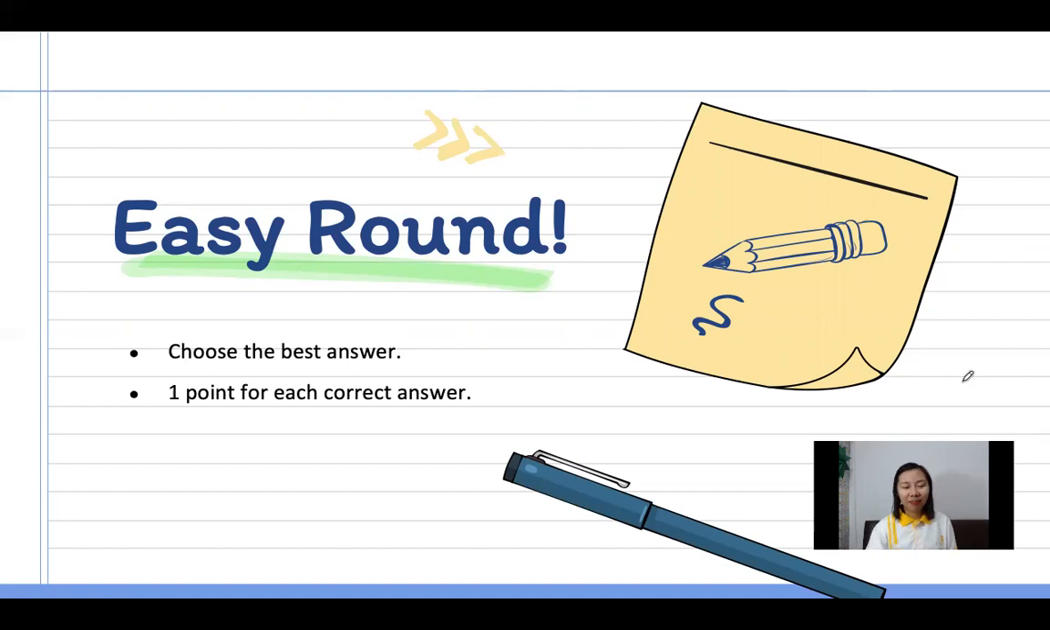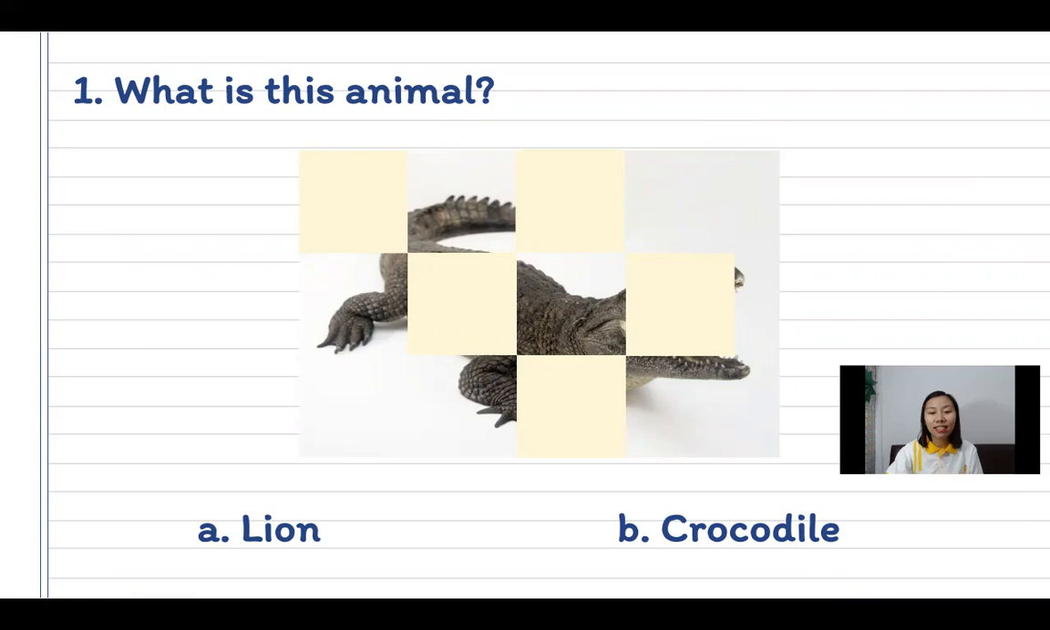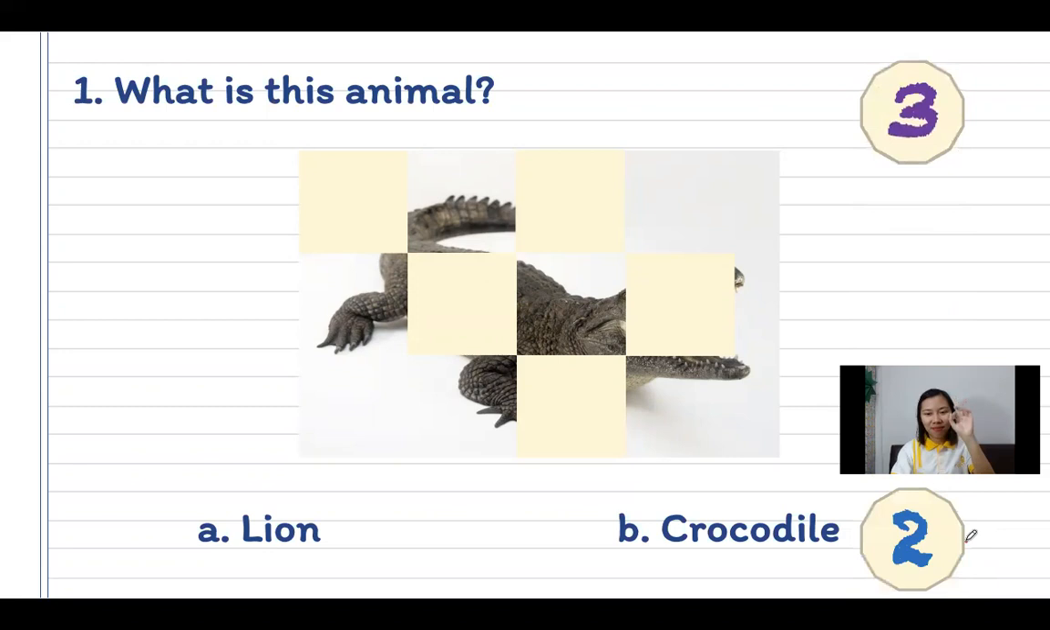Again, write your answers in your notebook. This is number one. What is this animal? A, lion. B, crocodile. What is this animal? A, lion. B, crocodile. Okay, that's an example.